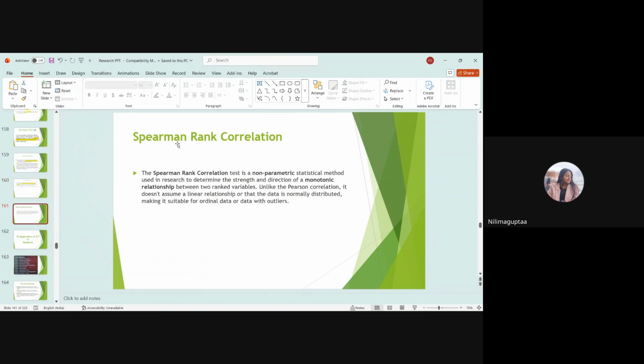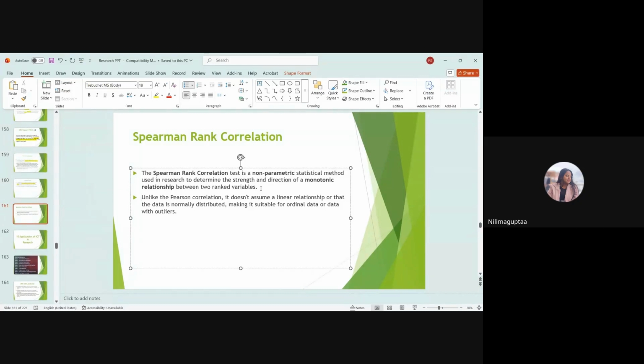Then comes your Spearman rank correlation test, again a non-parametric test. It is used in research to determine the strength and the direction of a monotonic relationship between two ranked variables, whatever the variables might be taken by the researcher. It does not assume a linear relationship, that is a straight relationship, or that the data is normally distributed, making it suitable for ordinal data or data with outliers. So these are certain tests and certain keywords that you will have to remember.